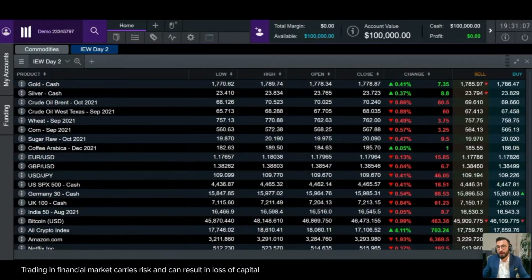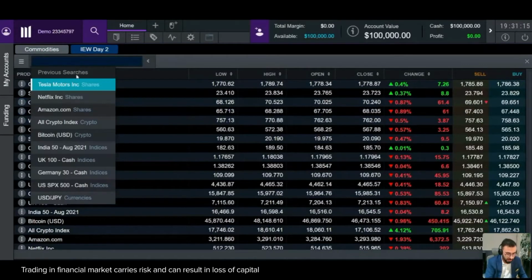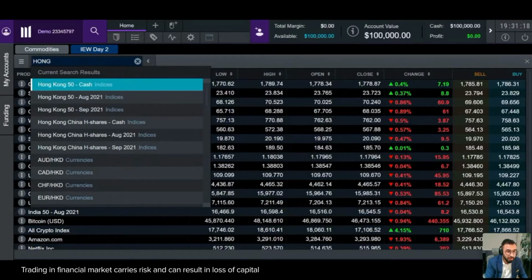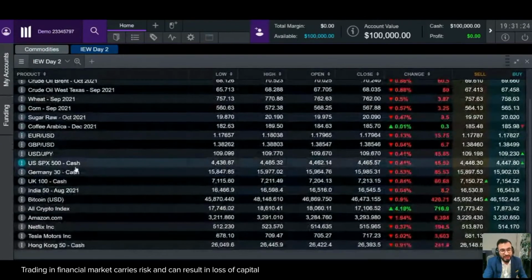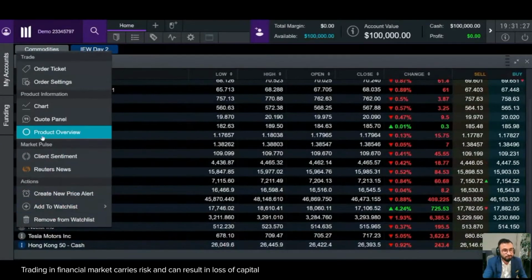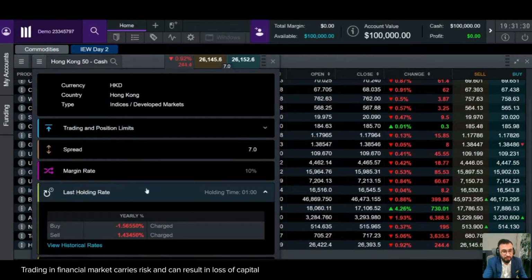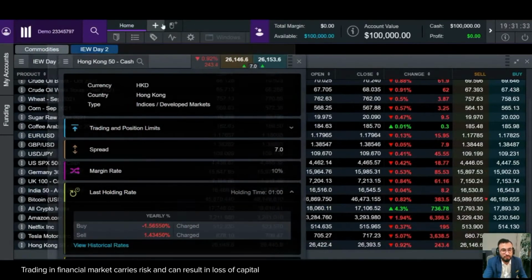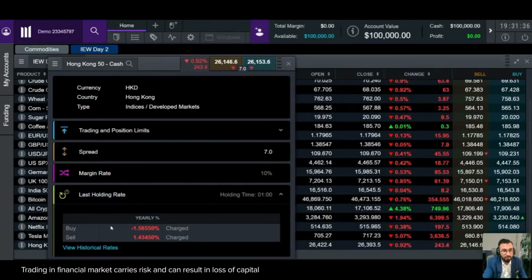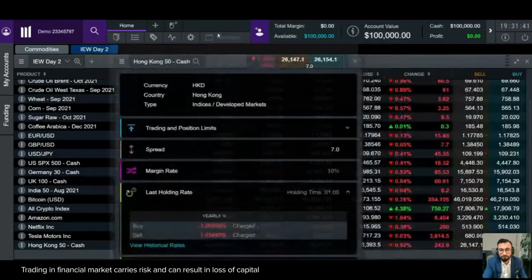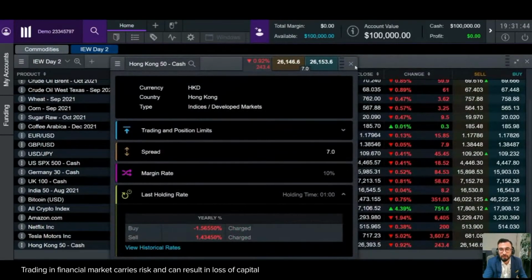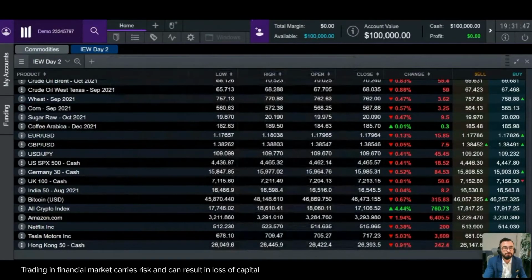Now, use your notepads and write down what I'm about to tell you. I have not added Hong Kong index into my watch list, although I should, so I'll just add it right away. Hong Kong 50. So you write Hong, you will see Hong Kong 50, and this is the Chinese index. Okay. Perfect. Let me just see the timing of this. Okay, perfect. Let me just close this away.